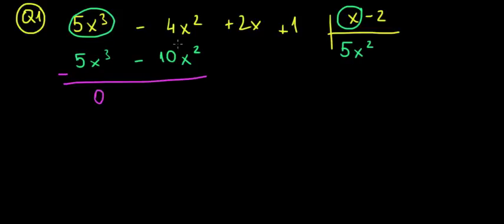That's just 0. And now minus 4x squared minus minus 10x squared. That's minus 4x squared plus 10x squared, and we get plus 6x squared. And let's take 2x down.